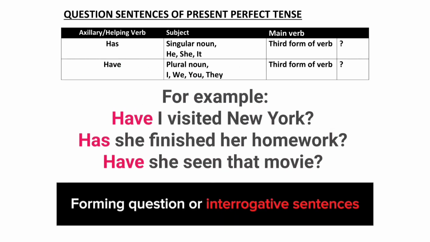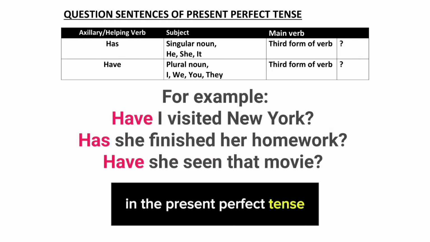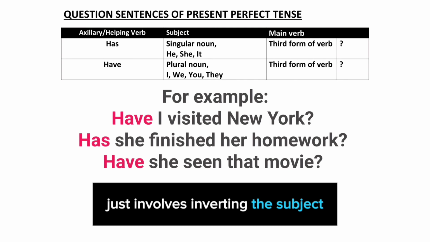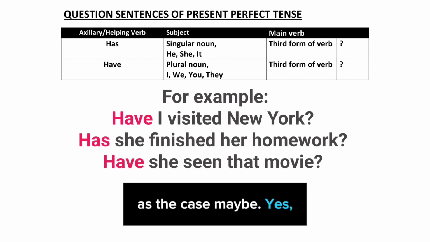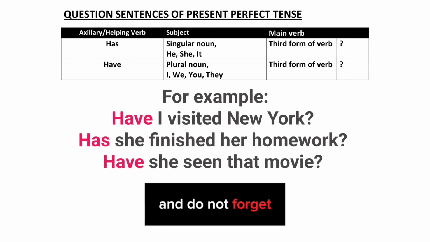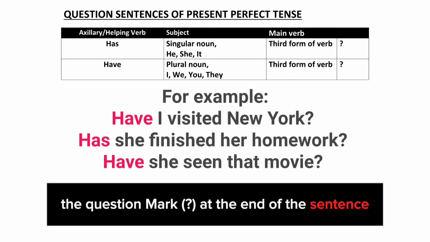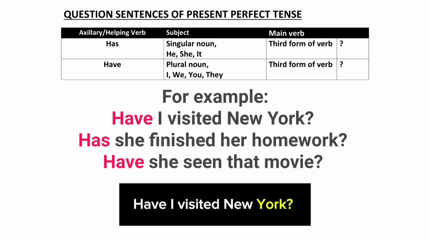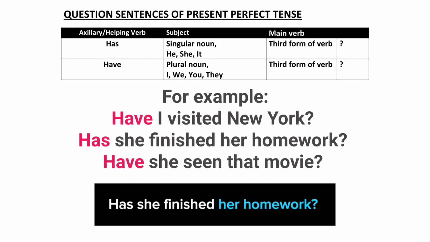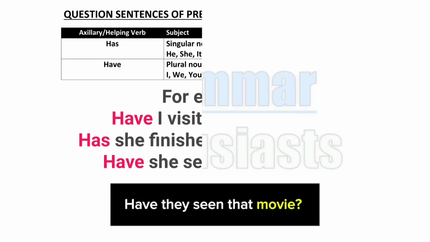Forming question or interrogative sentences in the present perfect tense just involves inverting the subject and the auxiliary verbs, have and has, as the case may be. Yes, and do not forget the question mark at the end of the sentence. For example, have I visited New York? Has she finished her homework? Have they seen that movie?